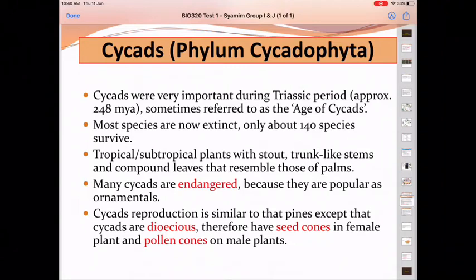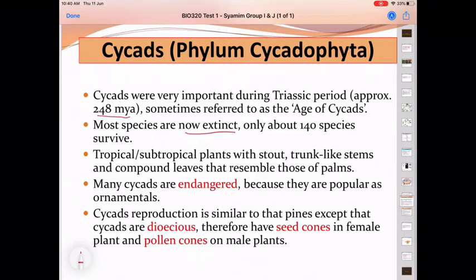Okay, Assalamualaikum. We continue in cycad, the phylum Cycadophyta. So this cycad is the most primitive of the gymnosperm. It was present during the Triassic period, approximately 248 million years ago. Sometimes they are referred to as the age of cycad. Most species are now extinct, and only about 140 species have survived till now.